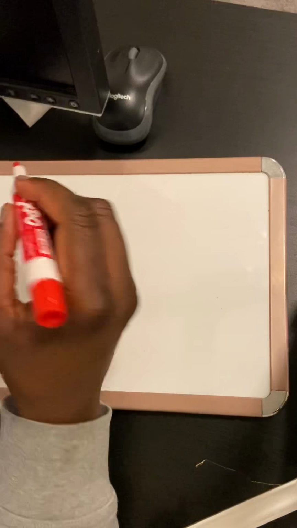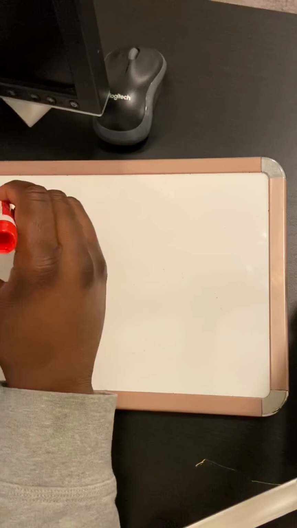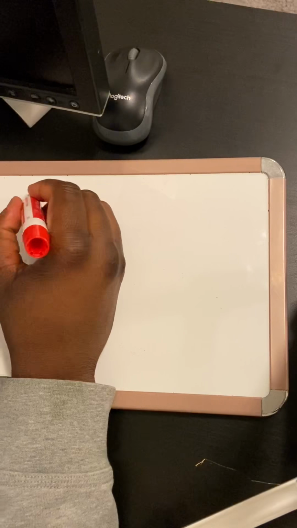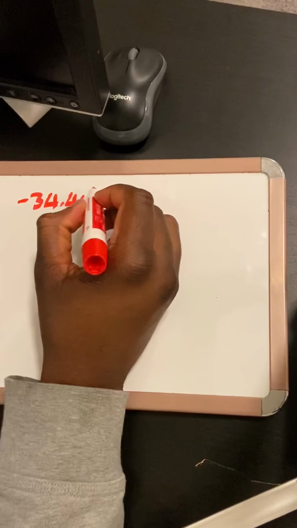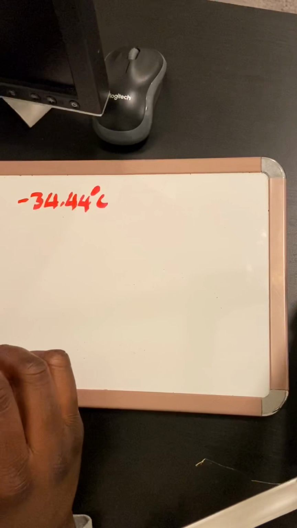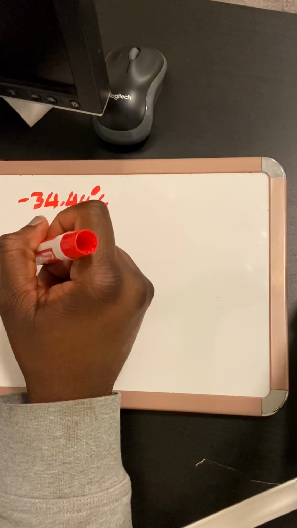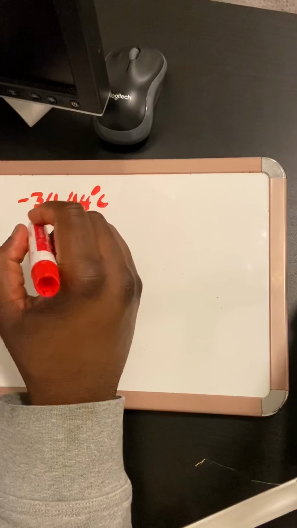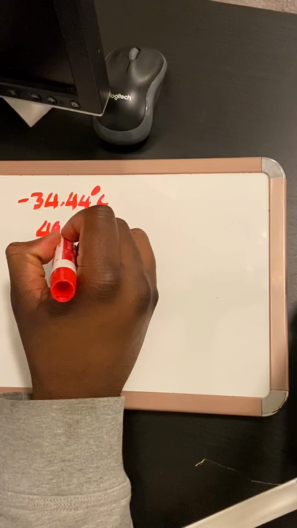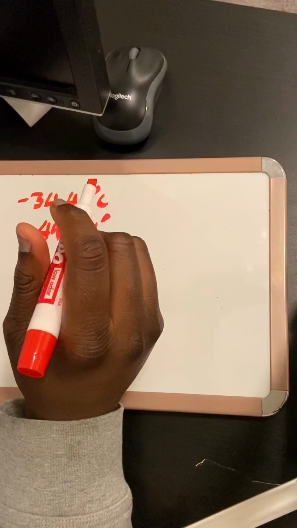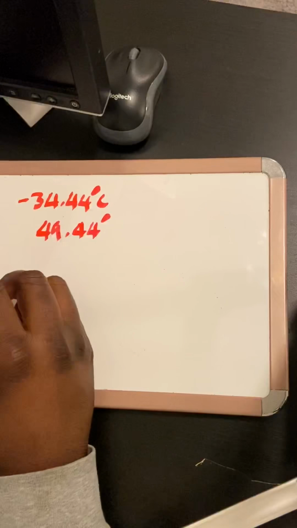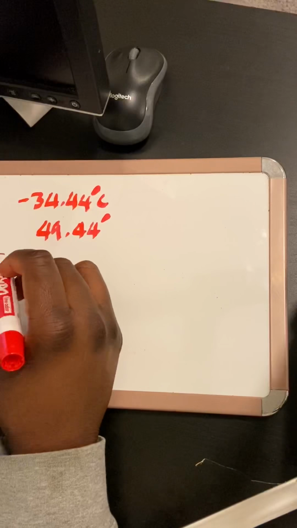Information that we already know. So we know that the average winter temperature was negative 34.44 degrees Celsius. The difference between these and the highest recorded temperature was 49.44 degrees. So let's go ahead and find out what the question is asking us.